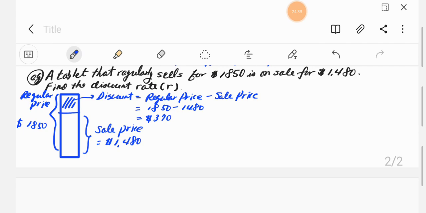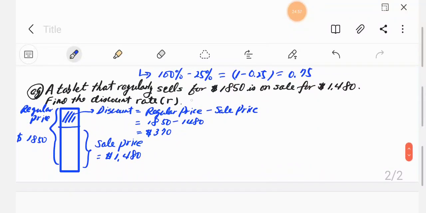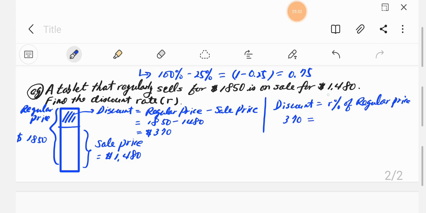Okay, since we want to find the discount rate, 370 is the discount. So this 370 is R percent of the regular price, isn't it? So what is the formula for the discount rate? The discount is R percent of what? The regular price. Because the base is the regular price. So 20% of the regular price, or 30%, or whatever the percent is, will be the discount, right? So the discount is $370, and then R percent, let's use R, and then later we will change it to percent, and the regular price is 1,850.